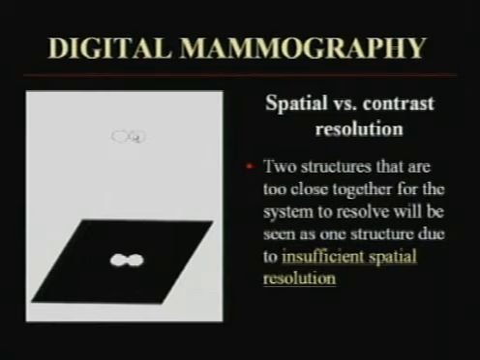But if my spatial resolution is not particularly good, and I now take an image, these two objects will blur together, and I will be unable to identify that they represent two unique elements due to insufficient spatial resolution.